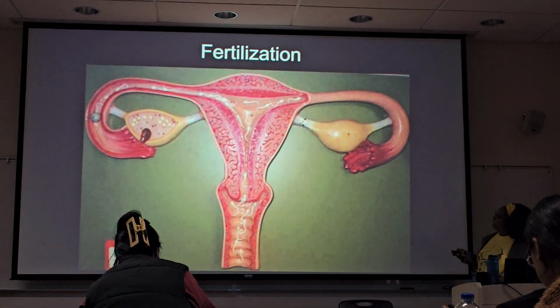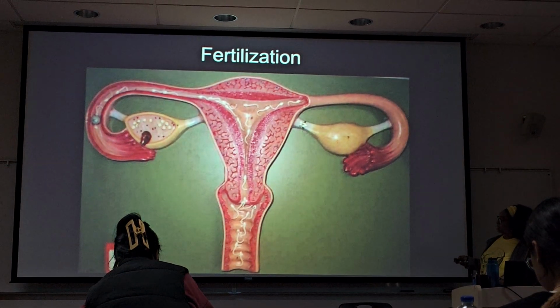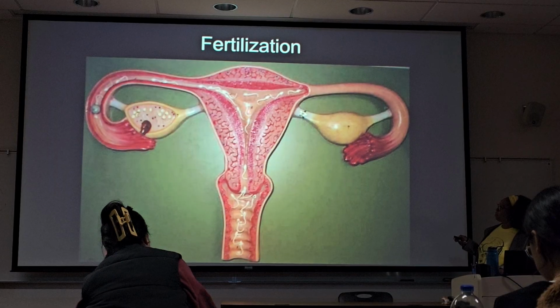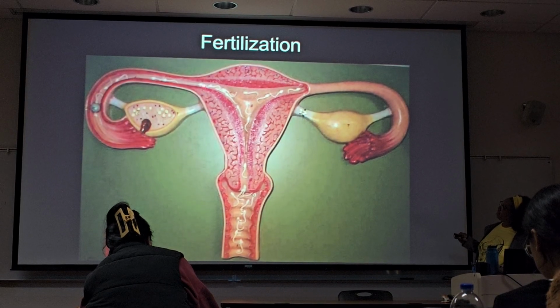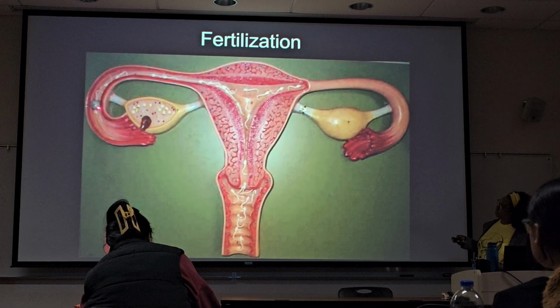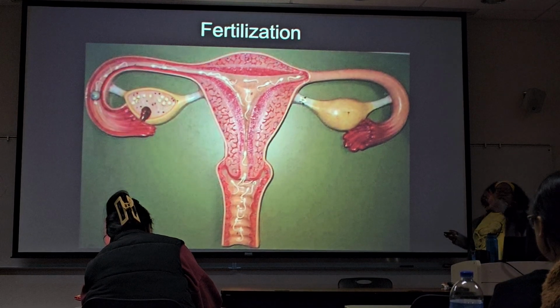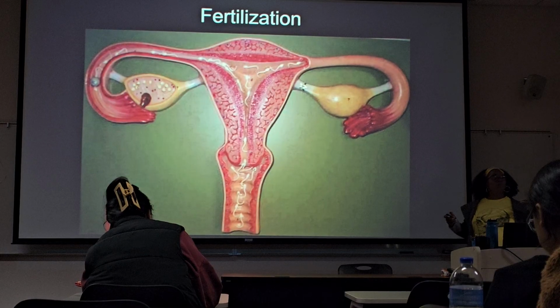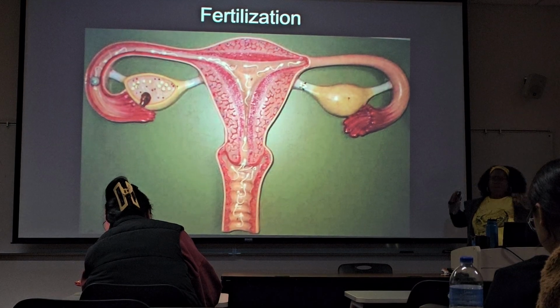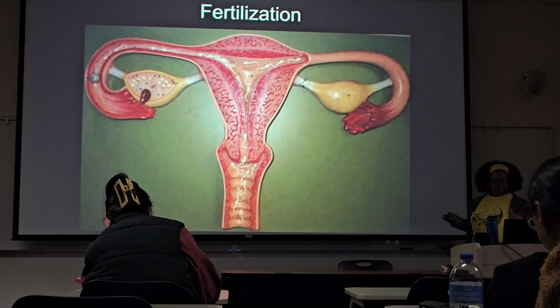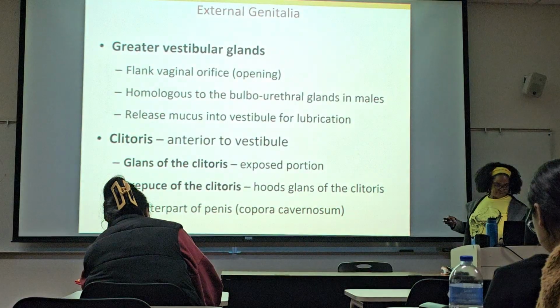And again, fertilization is when sperm make their way into the female reproductive tract and find an egg in the fallopian tube. And the one that can break through the surrounding corona radiata that surrounds the egg, the first one that breaks through is the daddy. He fertilizes the egg.